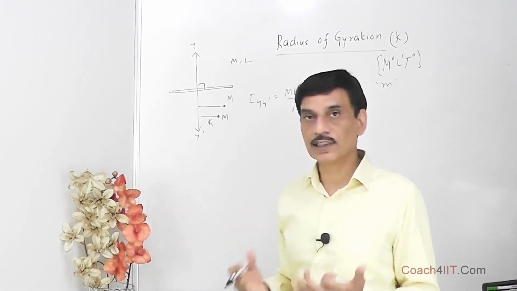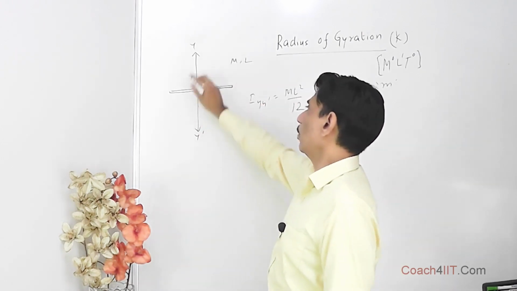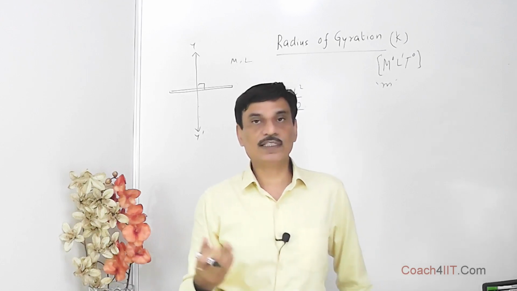So now how do we find the radius of gyration? It is very simple. You just find the moment of inertia, as you have been finding, about this axis, about any axis. You have to find the moment of inertia.